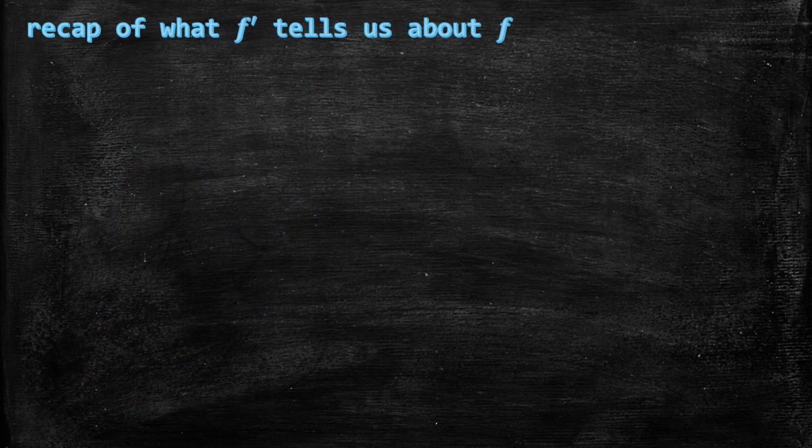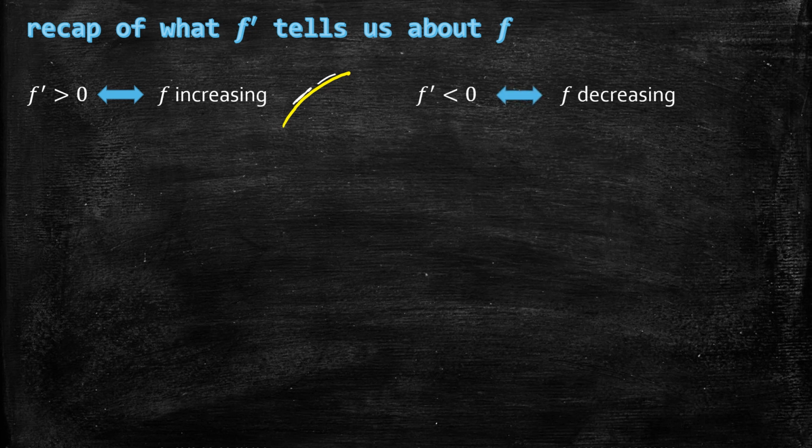Now let's review what in particular f prime tells us about the function f. You will recall that if f prime is positive, this means that f is increasing, and we have a curve that looks like that. You can see that the tangent line anywhere along that curve is positive in slope. And if f prime is less than 0, not surprisingly, it means that f is decreasing, and the function looks like that. If you draw a tangent line anywhere there, the slope will be negative.